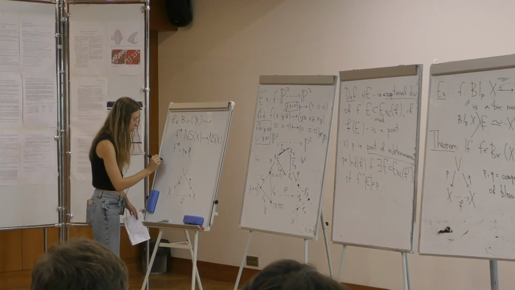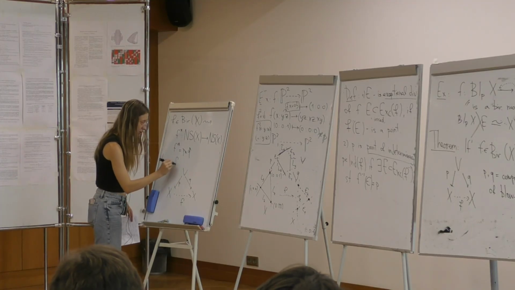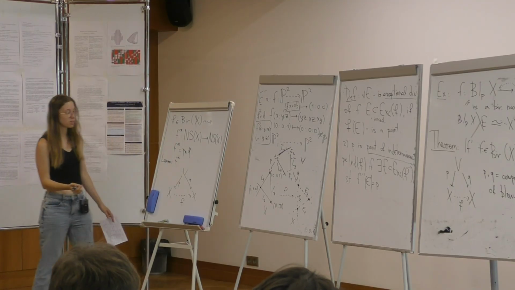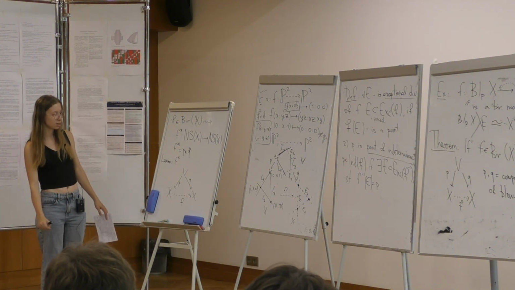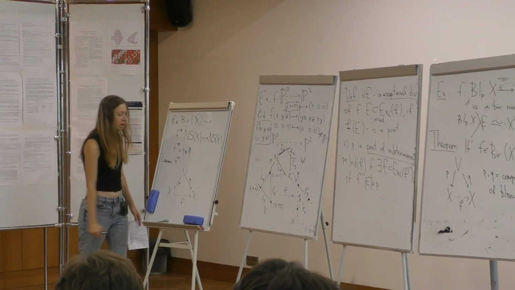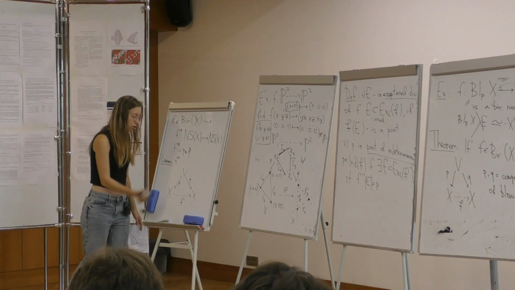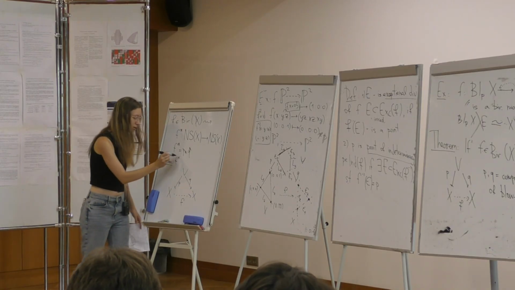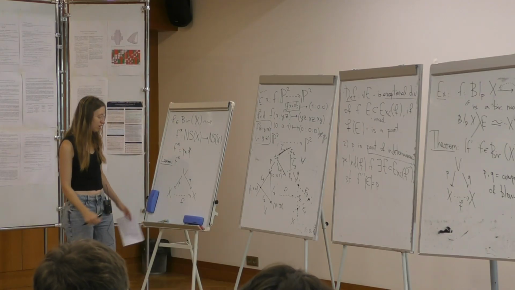So, lemma. As you can see, this definition depends on the choice of this variety V and the birational morphisms P and Q. So in fact, the construction does not depend on this choice.